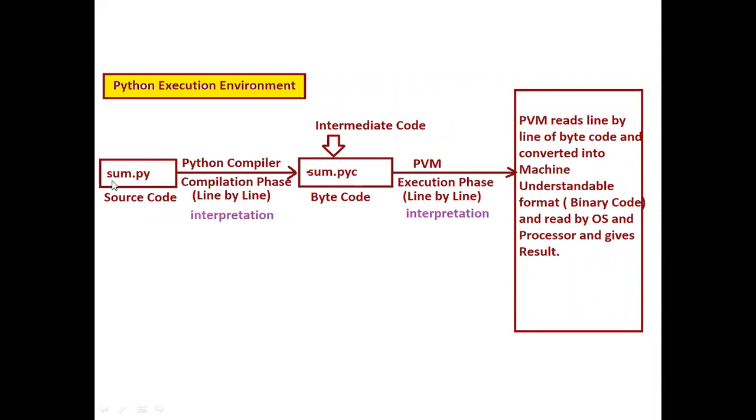First, this is a source code. Let's take an example. The Python execution environment is there. That is sum.py. This is the source code. Then in the Python compilation process, this is the bytecode. It converts line by line into bytecode. Then the execution takes place, and the PVM reads the bytecode line by line and converts it into machine understandable language for the processor, and then it gives the result. Understood? If you have any questions, please raise your hands, or you can always message me on the chat box. Yes, Ramesh has raised his hand.